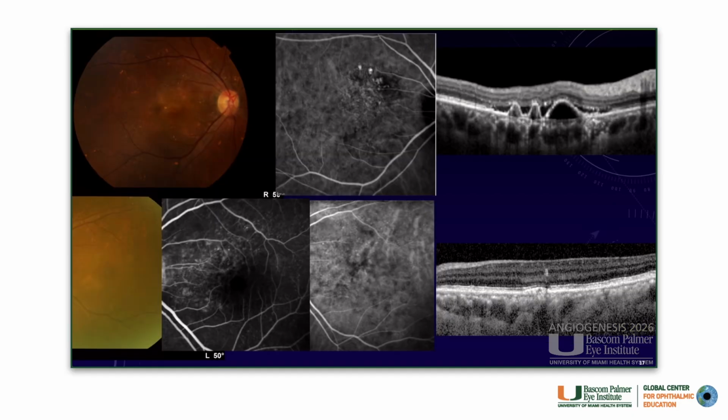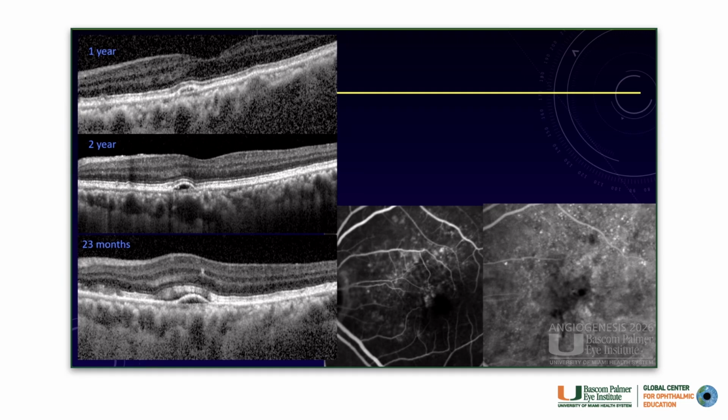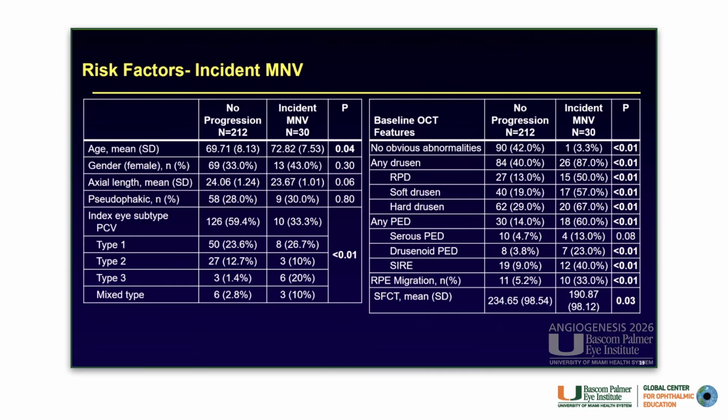Here is a case with PCV in the first eye, in the right eye, and at baseline there's double layer sign, but no evidence of neovascularization, again thick choroid. Absence of flow signal on OCT and geography. Over year 1, year 2 follow-up was similar, and at 23 months developed neovascularization, and exudation and neovascularization was confirmed on the repeated FA. How about risk factors?